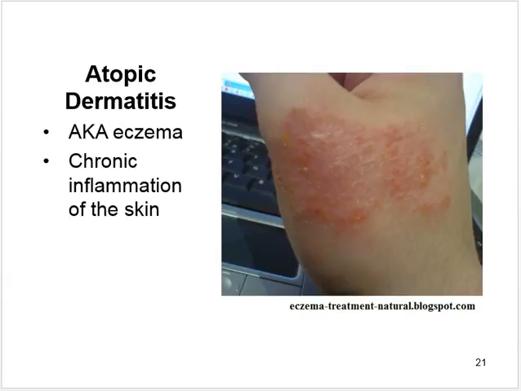Atopic dermatitis. This is also called eczema. It's a chronic inflammation of the skin, erythematous papulovesicular lesion. And I have eczema on my right hand where the palm is right by my thumb. And it doesn't hurt, but it itches like the dickens.